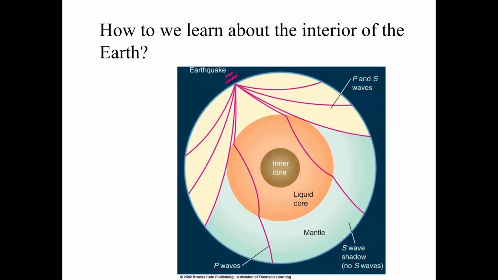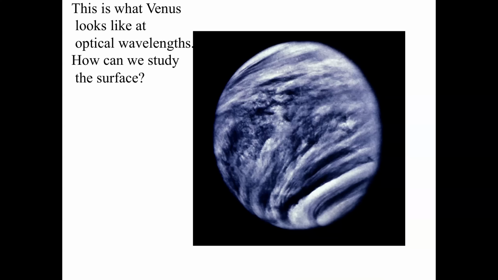We can learn about the interior of the Earth by looking at the sound waves that are generated in earthquakes, and their behavior differs depending upon what kind of sound waves they are and whether they're passing through solids or liquids. This allowed us to build this model of the Earth with a solid mantle and a liquid interior.